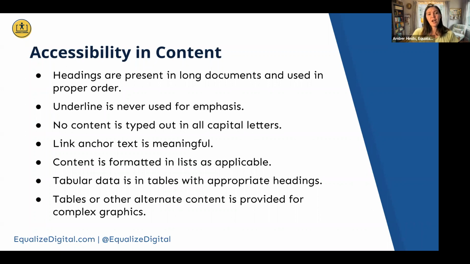We want to make sure that content is properly formatted in lists as applicable to make it easier to read and scan. And then also for people on screen readers, so that it will connect and they can hear, oh, there's going to be five items coming and I'm going to listen to them in that order. Any sort of tabular data needs to be actually put into tables with appropriate heading. And then tables or alternate content is provided for complex graphics. So if you have graphs or charts, you know, provide tables of that data, or provide a very verbose written description that explains what this is a graph of and all of the information that can be found in it, so that someone who cannot see the visual doesn't lose out on that information.